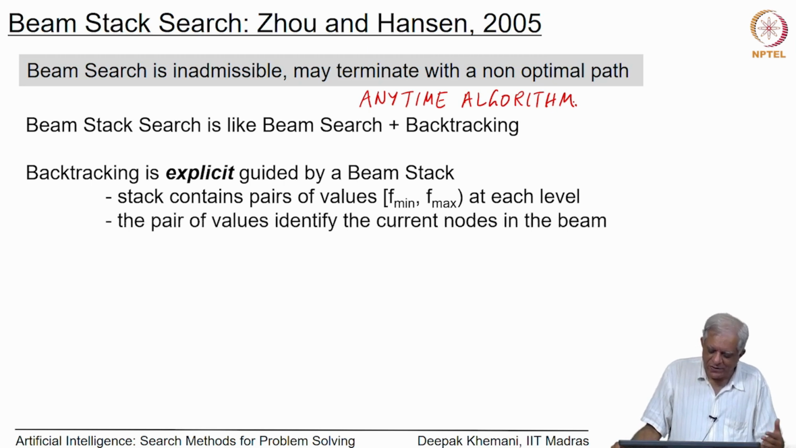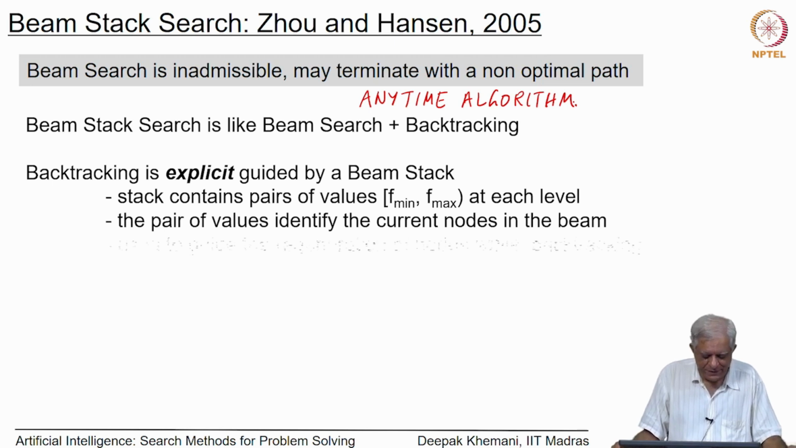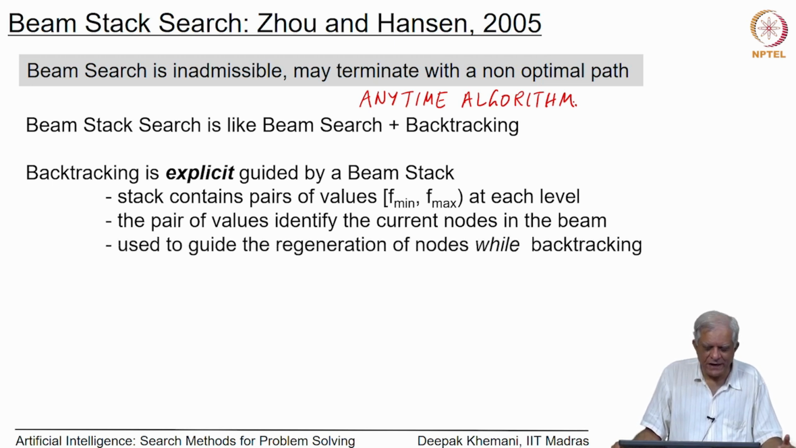The pair of values f min and f max identify the current nodes in the beam, we will see in a moment. They are used to guide the regeneration of nodes while you are backtracking essentially. So, if you want to backtrack, you need to know which part that you have visited and which part you are going to visit again, or which new parts you want to visit to make the search systematic. That is done with the help of this beam stack, which contains these two values.